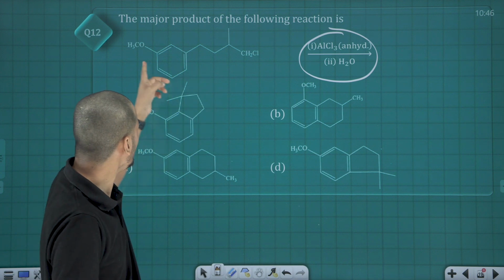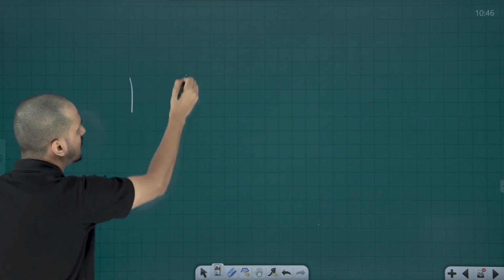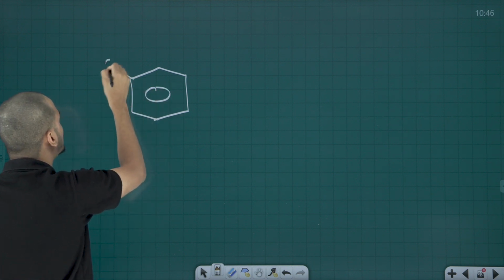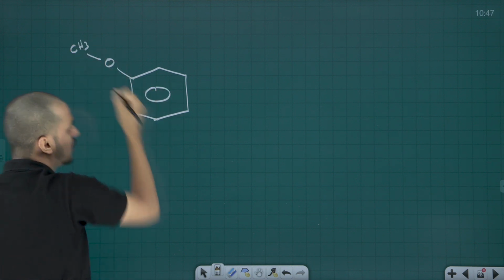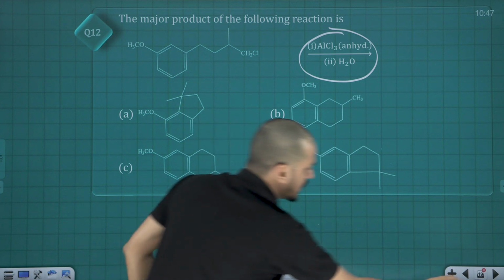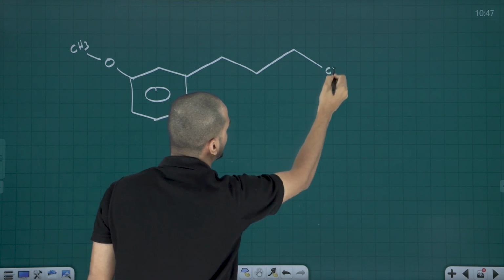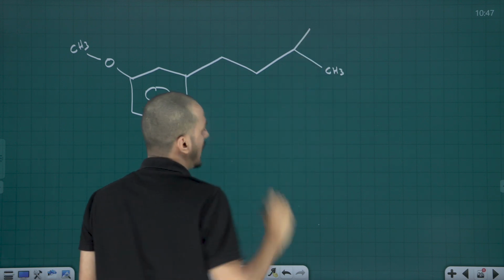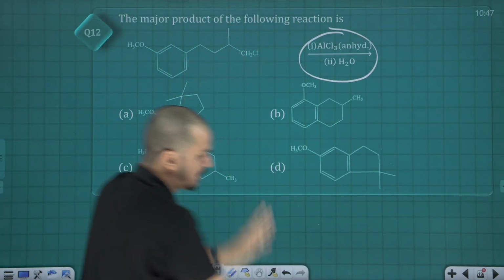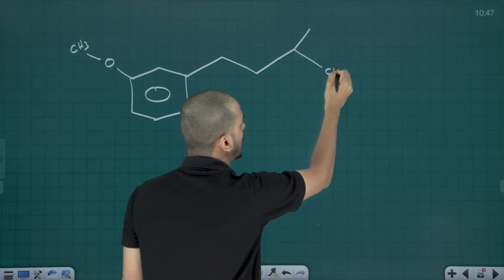Okay, so here you can see they have given one compound. I'm drawing that compound again. Here you can see OCH3 is there. Then here, 1, 2, 3, 4 carbon. The fourth carbon here has CH3. And here one branch is there. 1, 2, 3, 4, CH2Cl and one branch.